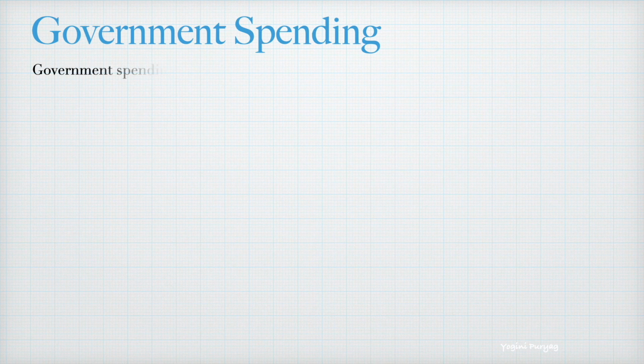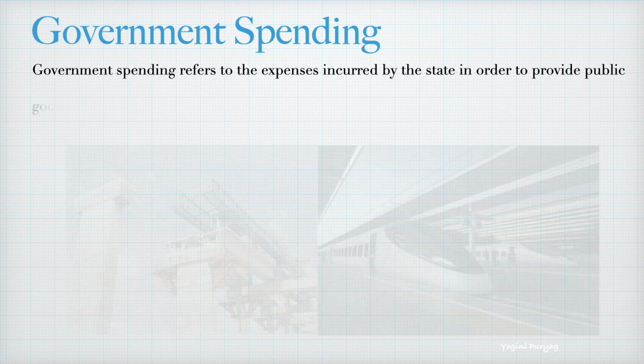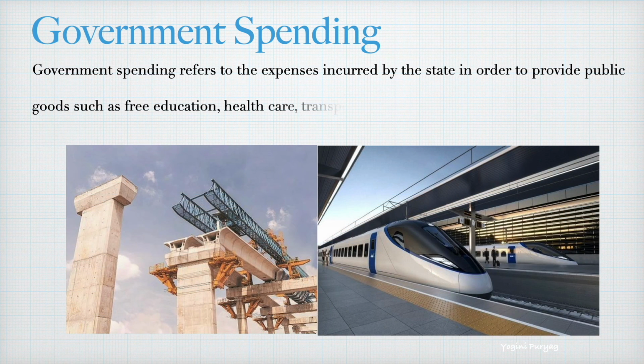Government spending. Government spending refers to the expenses incurred by the state in order to provide public goods such as free education, healthcare, transport, infrastructure, defense, social protection.